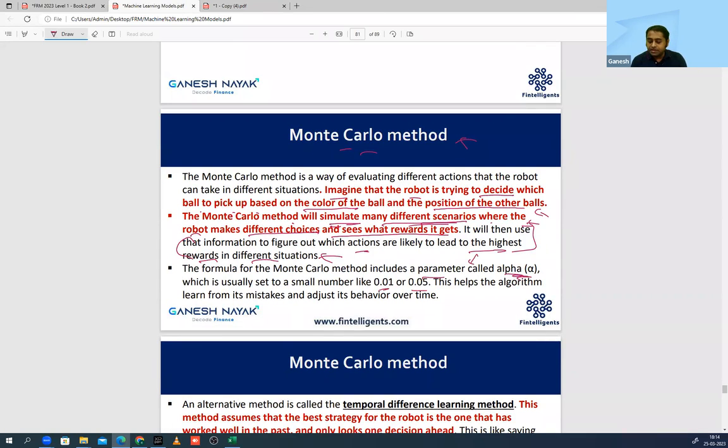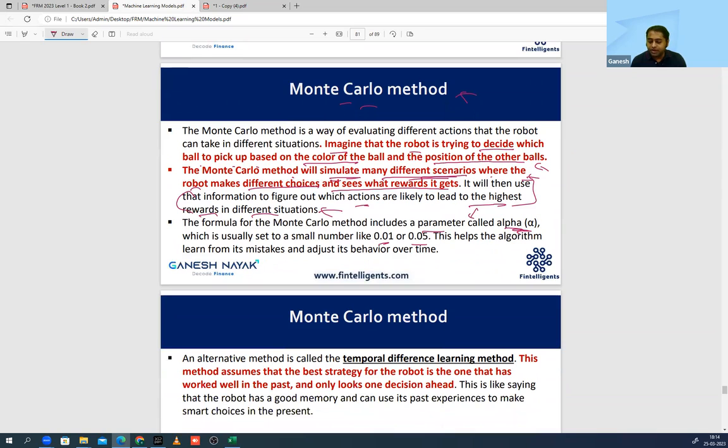Alpha is generally 0.01 or 0.05. This is basically an adjustment that you make. The robot is making an adjustment every time a new scenario comes and is improving itself. So that adjustment is driven by alpha. Okay, so it will adjust its behavior over time. That is your Monte Carlo approach.